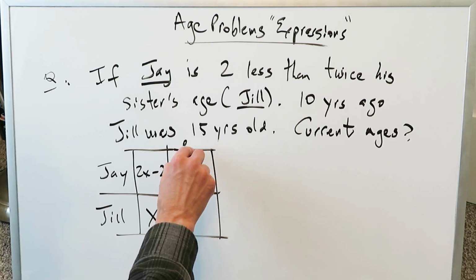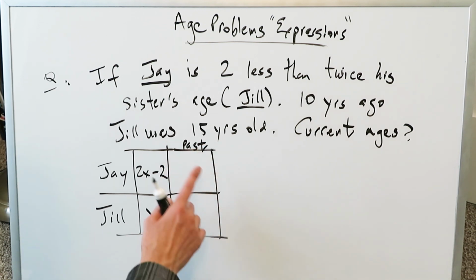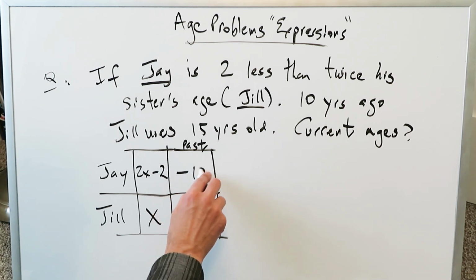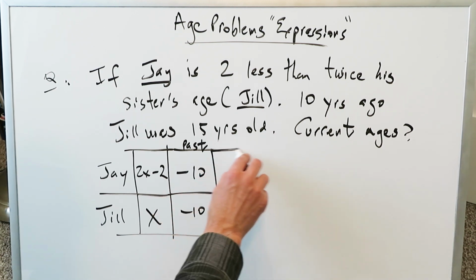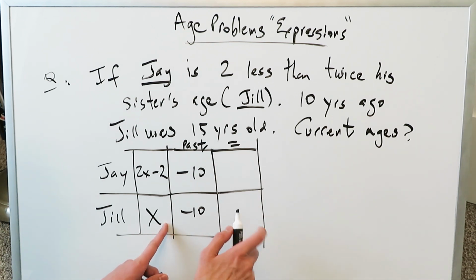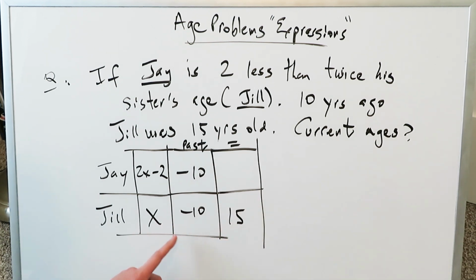Now let's talk about what's going on here in terms of the past. Jill was 15 years old, but we're looking here at 10 years ago. 10 years ago means a minus 10. And then we'll put an equal column over here. We know 10 years ago Jill was 15. So we're getting a good expression here for Jill. X minus 10 equals 15.